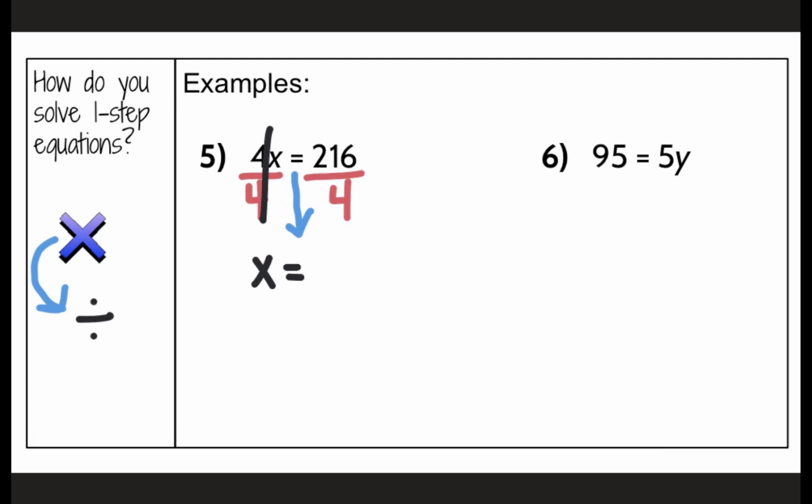Well, 200 divided by 4 is 50. 16 divided by 4 is 4. What's 50 plus 4? 54. Now, before I say woohoo, I'm done, I'm going to use substitution.